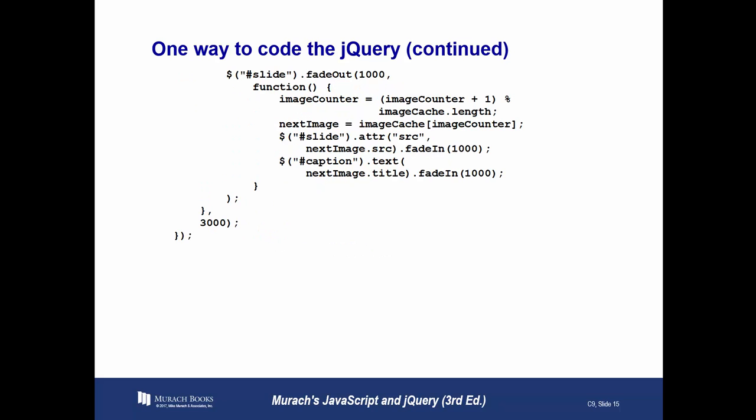And we'll have a callback function in here, and that's what's shown here. The first statement there sets a new value for the image counter, which was initially set to 0. Once it's set, hopefully most of the rest of the stuff there is fairly seamless. The next image variable is set to the next image in the array. The source attribute is set accordingly, and the text for the caption is set accordingly.